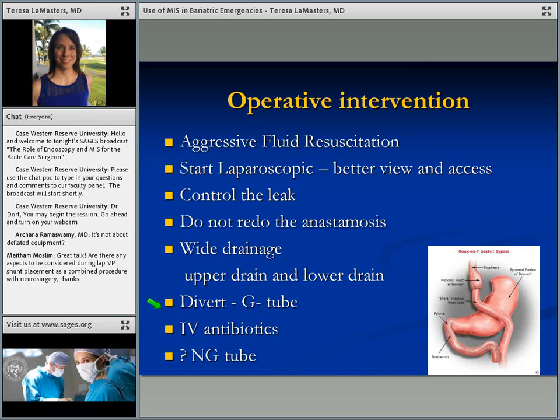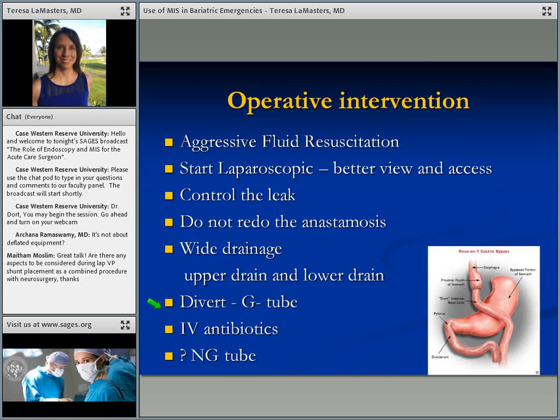aspects as well. Not everyone will use an NG tube on these patients if they're well drained, because it is very uncomfortable and has its own complications as well, as long as they have a diverting gastrostomy tube that can be used for drainage and then later feeding.